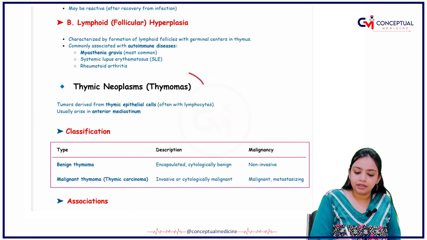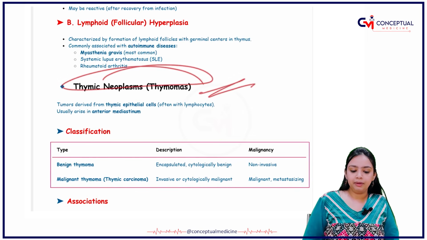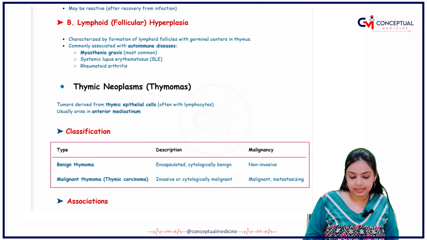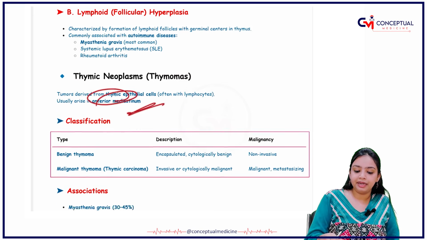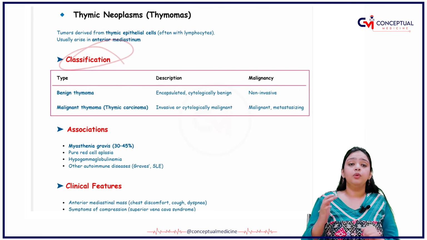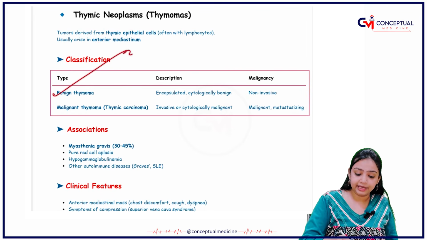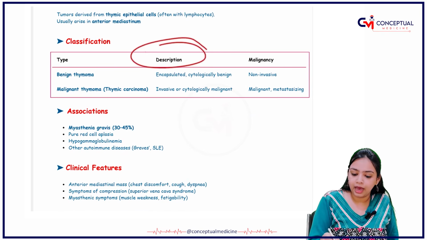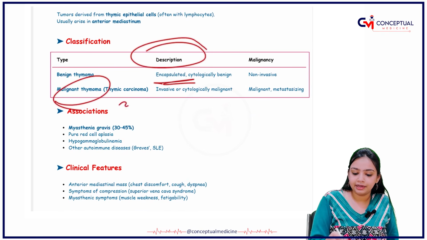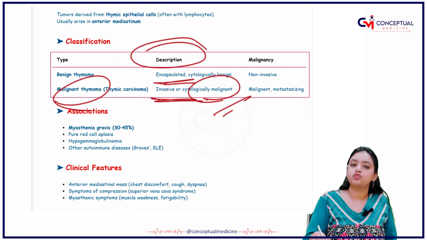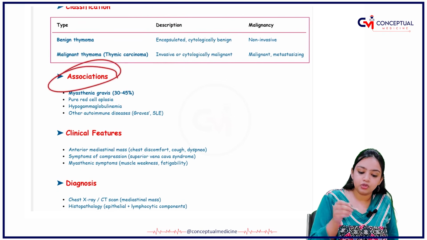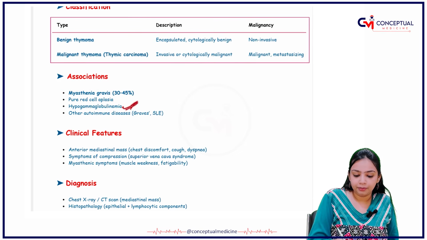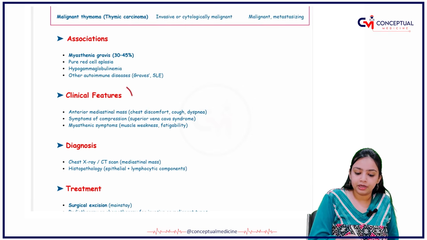Now, the next thing that you have is the thymic neoplasm. They are the tumors derived from the thymic epithelial cell. They are usually in the anterior mediastinum. What is the classification? For the classification, you have two types, benign thymoma and the malignant thymoma. Now, the benign one is encapsulated and the malignant one is invasive or cytologically malignant. They are associated with Myasthenia gravis, pure red cell aplasia, and hypogammaglobulinemia.